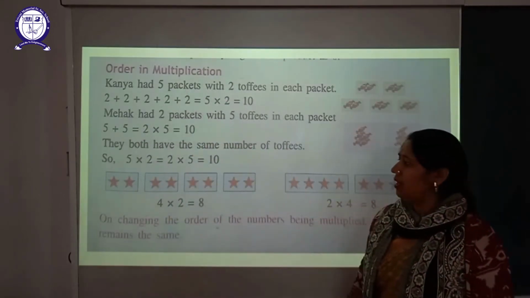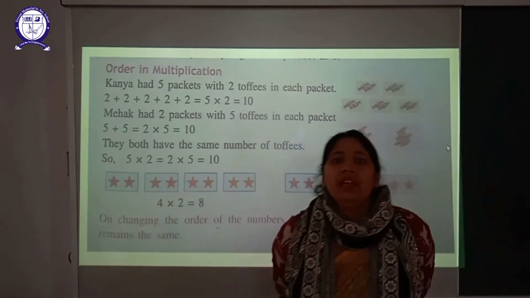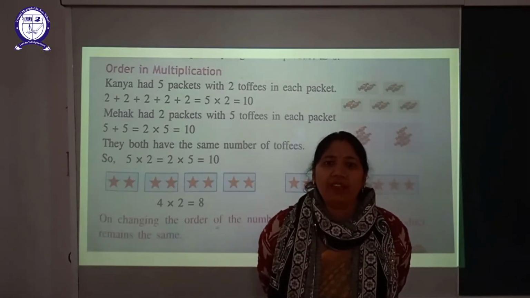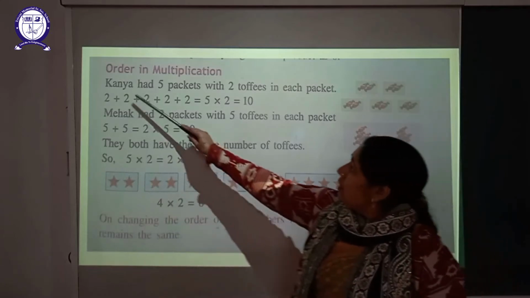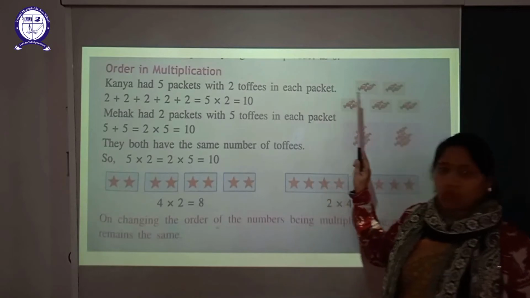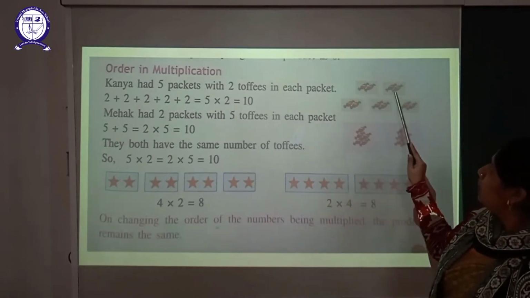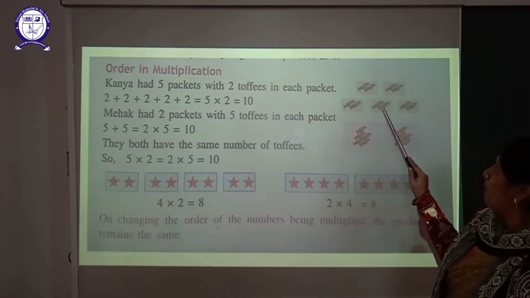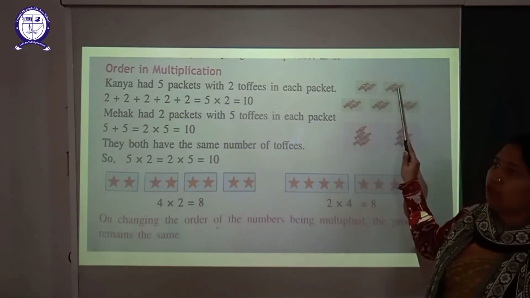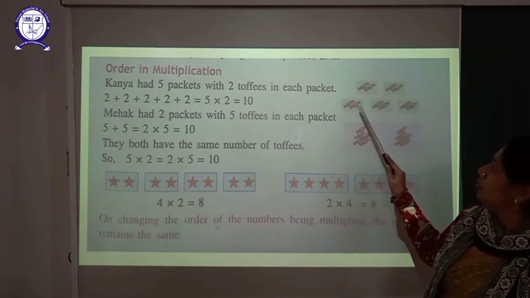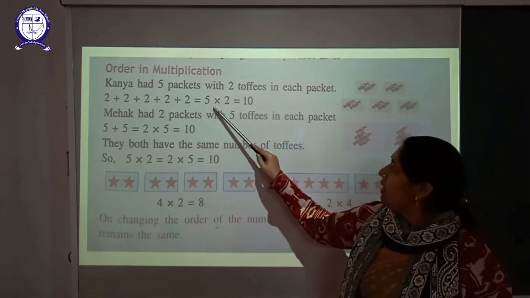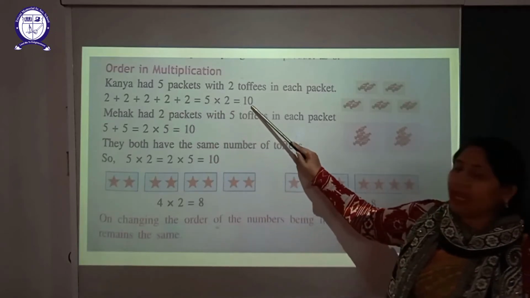order in multiplication. Order in multiplication means 5 multiplied by 2 is equal to 2 multiplied by 5. Kanya has 5 packets with 2 trophies in each packet. Look here: 1 packet, 2 packets, 3 packets, 4 packets and 5 packets. There are 5 packets and each packet contains 2 trophies. 1 times 2, 2 times 2, 3 times 2, 4 times 2 and 5 times 2. So we write 5 times 2 is equal to 10.